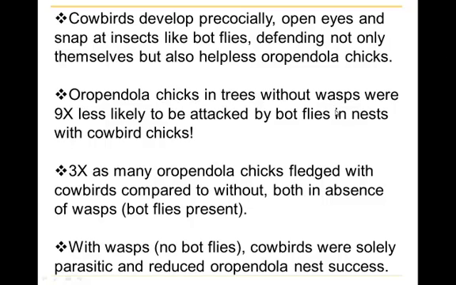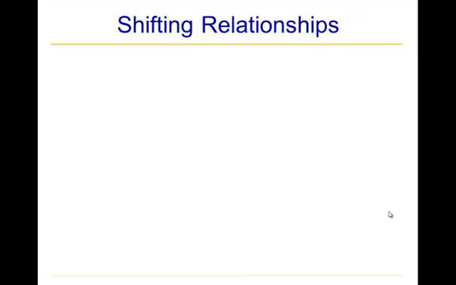Now, oropendula chicks in trees without wasps were 9 times less likely to be attacked by botflies in nests with cowbird chicks. So there is a benefit. And it turns out that 3 times as many oropendula chicks fledged with cowbirds compared to without, if there are botflies present. That is, if there are no wasps to keep the botflies away, then the cowbirds are beneficial. With wasps, that is, no botflies, cowbirds were solely parasitic and reduced oropendula nest success. So, wow, this is some insightful research that's showing these interactions.